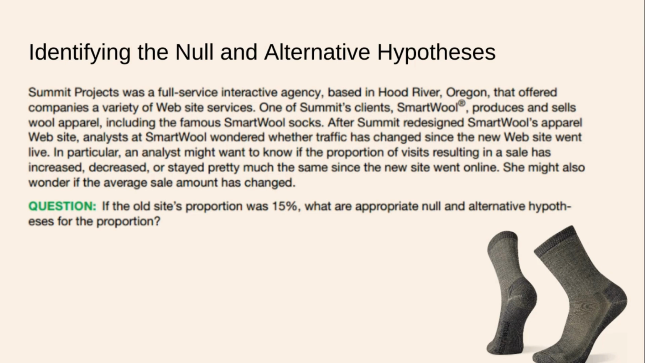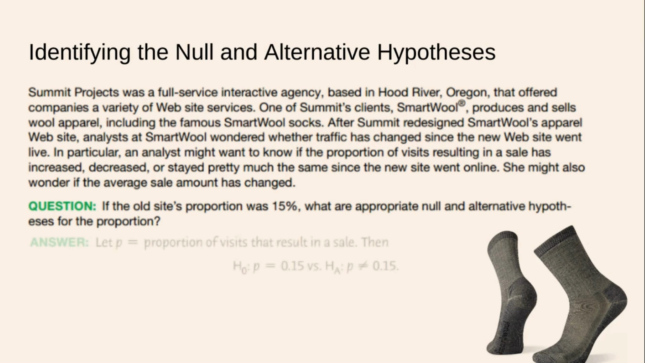If the old site's proportion was 15%, what are appropriate null and alternative hypotheses for the proportion? Okay, so think about what the null and alternative hypotheses might look like. The null is pretty straightforward. The alternative might take a little thought. All right, I'll assume we're ready to continue.